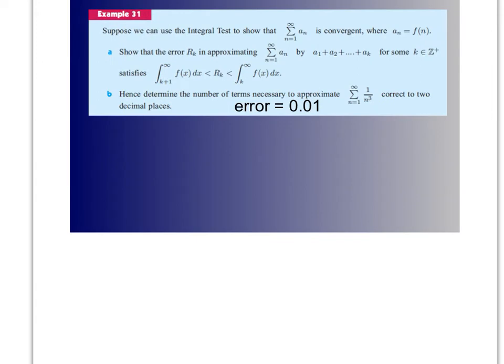Suppose we can use the integral test to show that the infinite sum of that sequence is convergent. Show that the error r sub k in approximating that infinite sum by adding up all those terms satisfies that. Well, we just did that on the last page. Let's determine the number of terms necessary to approximate the infinite sum correct to 2 decimal places. I want to do one quick thing. This shouldn't be 0.01, it should be 0.005. That's the definition of 2 decimal places right there.